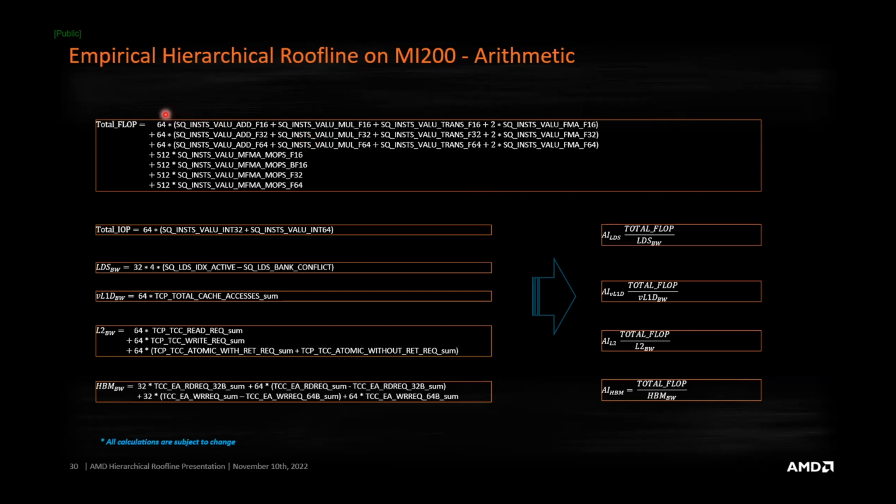So specifically looking at the total flops calculation, we have all of the instructions for FP16, FP32, FP64. We have our adds, multiplies, transcendental functions, FMAs, and then you have all the instructions for your MFMAs, FP16, FP32, 64. So those are the equations after you've collected all those counters that you can compute if you want to do this all manually. Whereas OmniPerf does all this for you. You don't have to worry about any of this if you're doing OmniPerf.